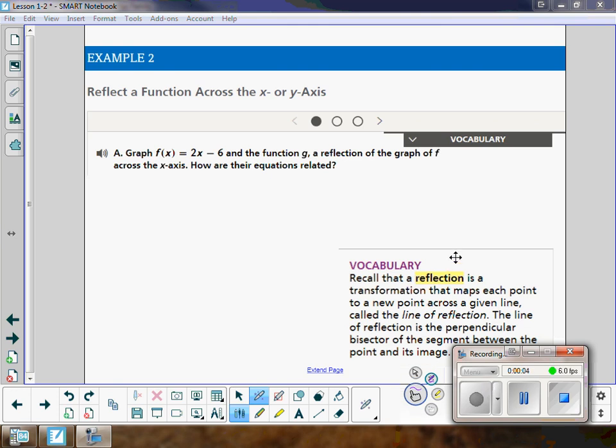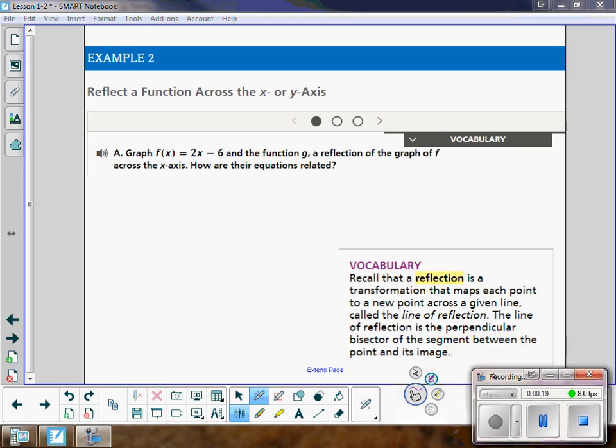Next, we have example 2 in lesson 1-2, and we're going to take a look at the graph of f of x, or y equals 2x minus 6, and we're going to reflect it across the x-axis. A little vocab here. Remember that a reflection is a transformation that maps each point to a new point across a given line, which is the line of reflection.